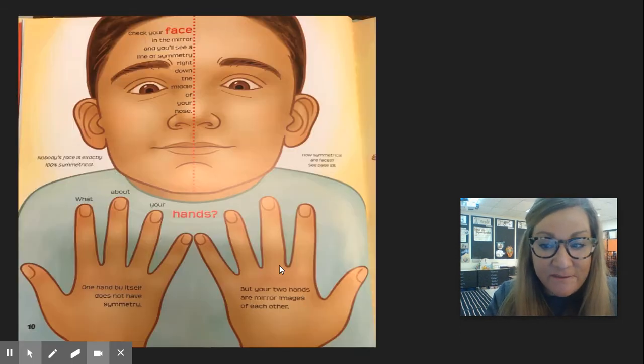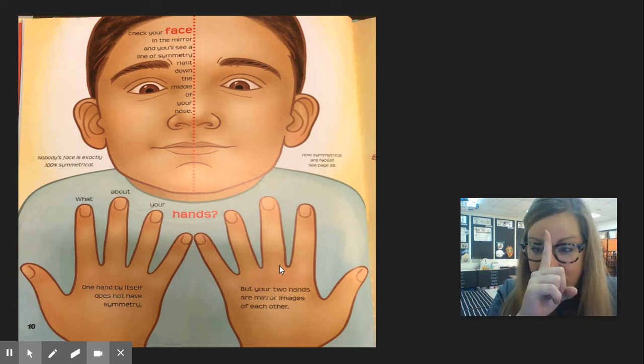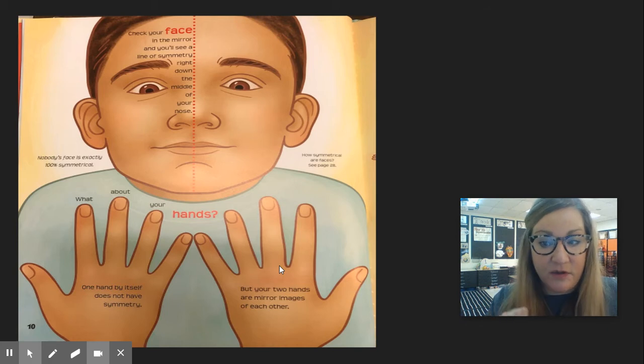Now, when we look at our face, it is similar to that, okay? We don't have two noses. If we draw the line of symmetry down the center of our face like this, we have half of a nose on each side, half of a mouth on each side.